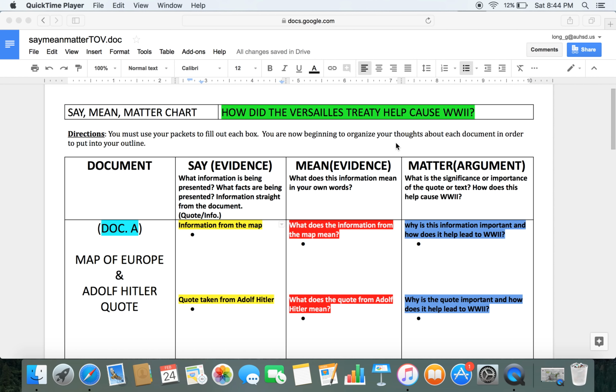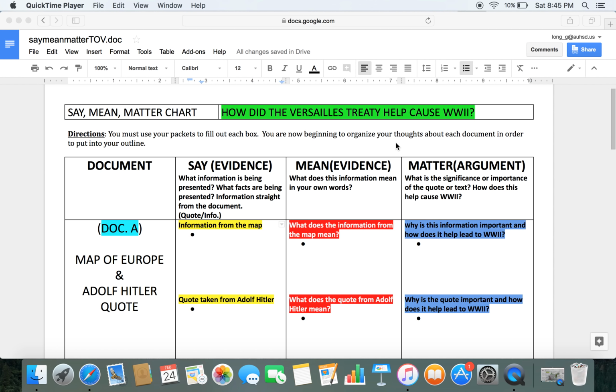So I'm going to go over the categories first of the Say Mean Matter chart. Of course we have three major categories. We have the say, which is the evidence. We have the mean, which is also the evidence because you're explaining it in your own words. And then of course we have the matter box, which is your argument, which is the most important part of this entire assignment. So let's take a look at that say part first.